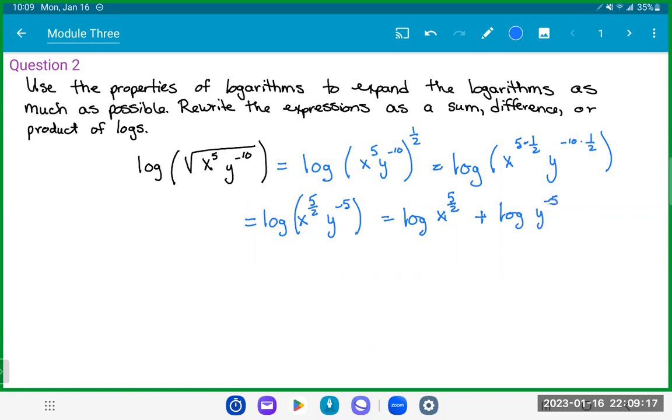So if this had been division, if we had x divided by y, then it would be the log of x minus the log of y. That's just the sum and quotient rules of logarithms.